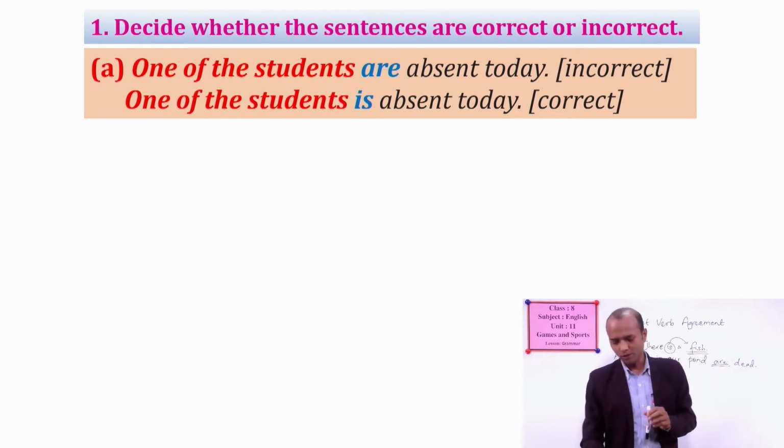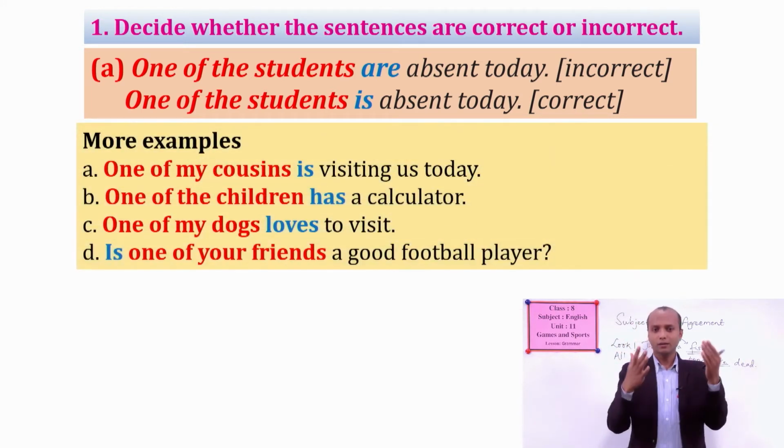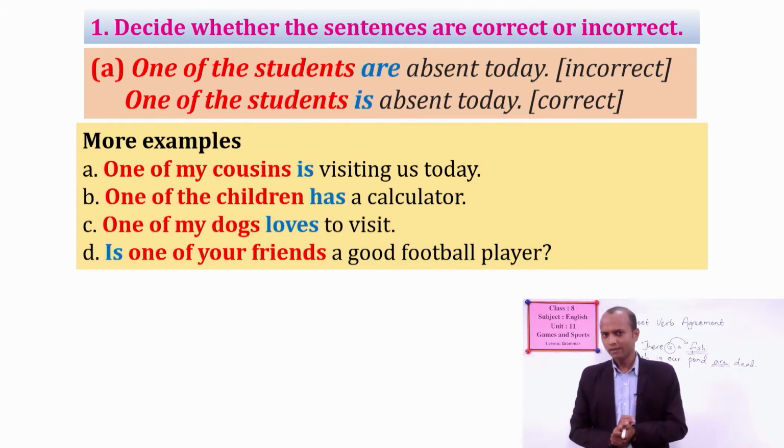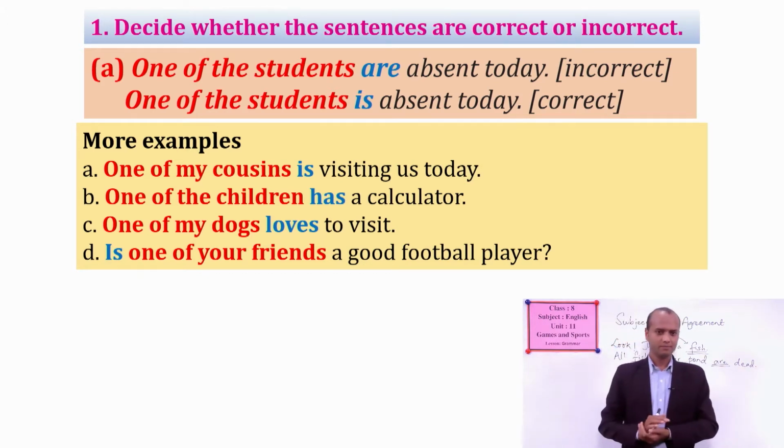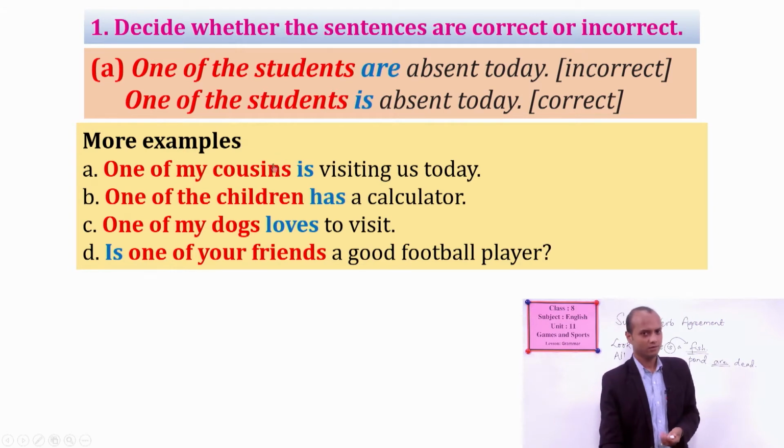Let me show you some other sentences as well, and you can come to the conclusion now. I think one of my cousins is visiting us today. Look at the subject that I have highlighted there: one of my cousins. And look at the verb, is.